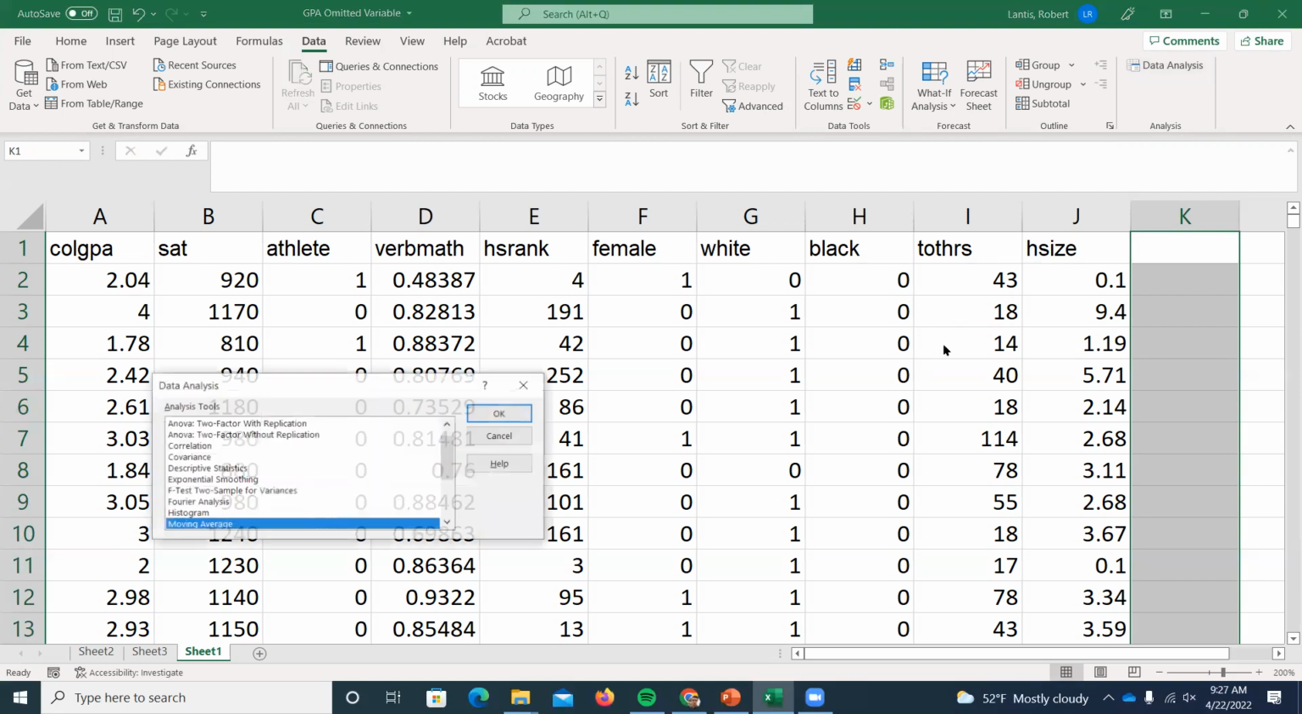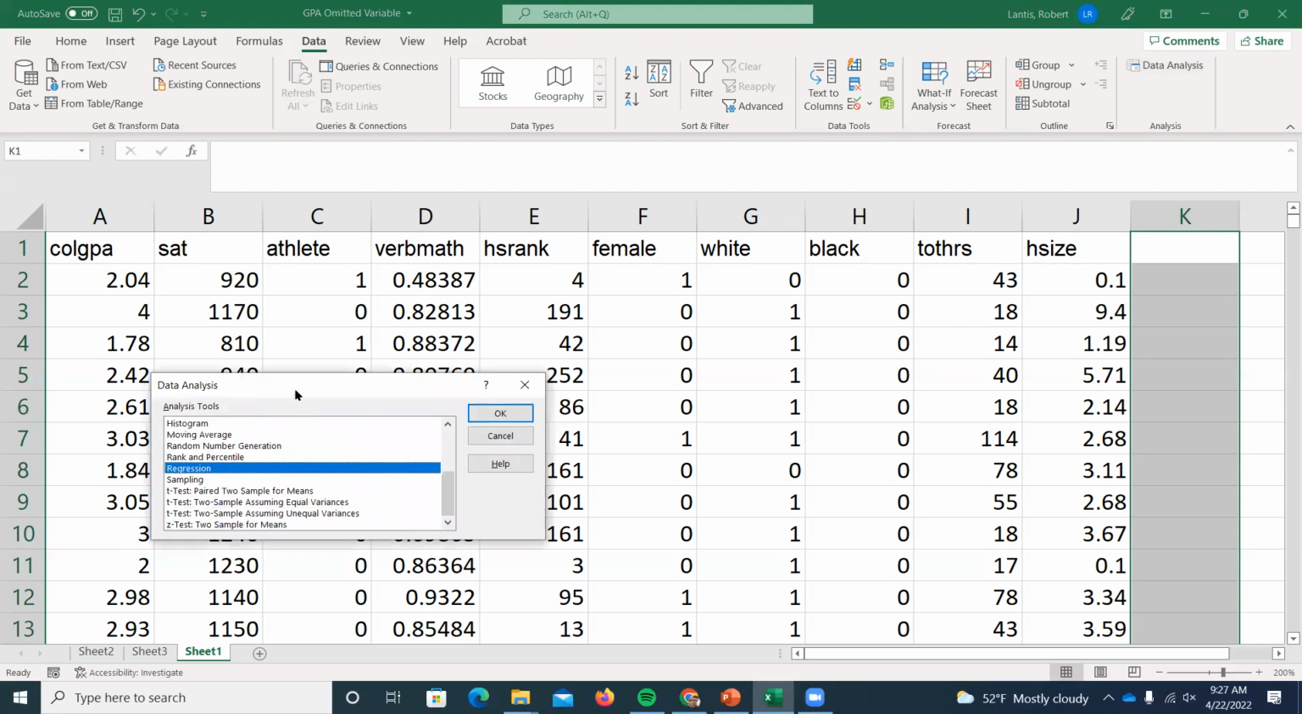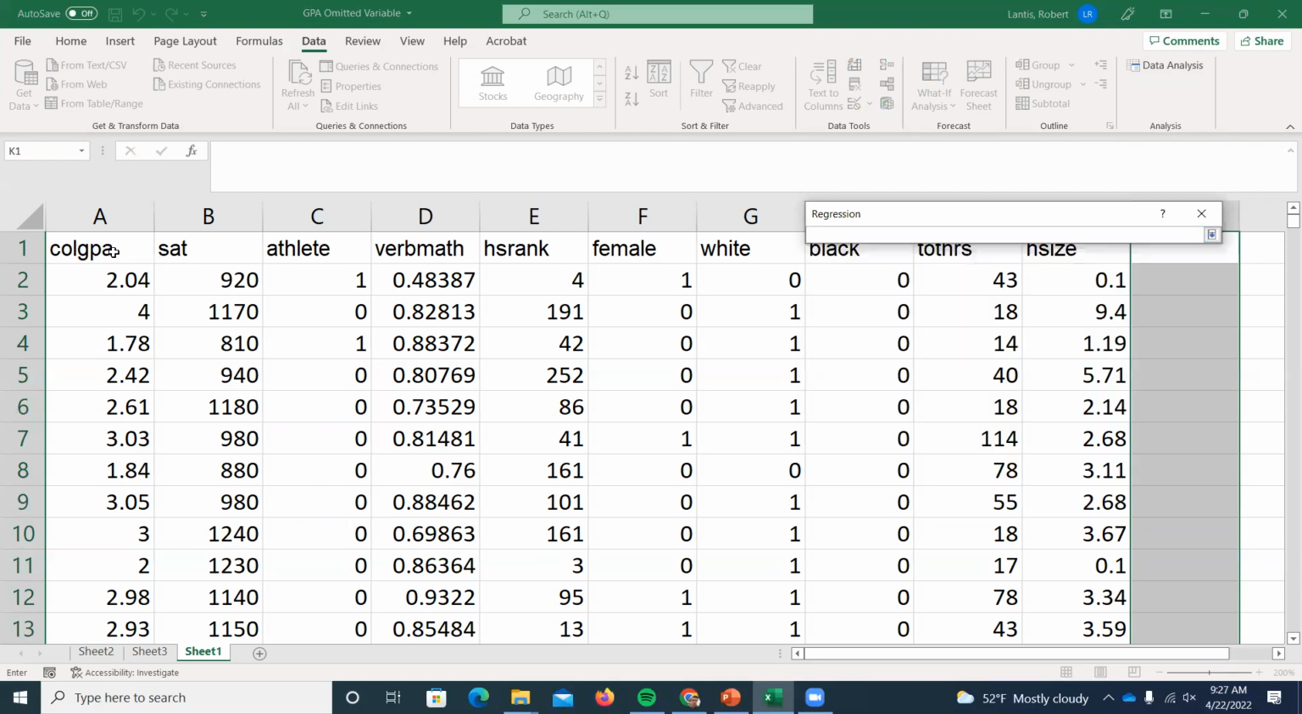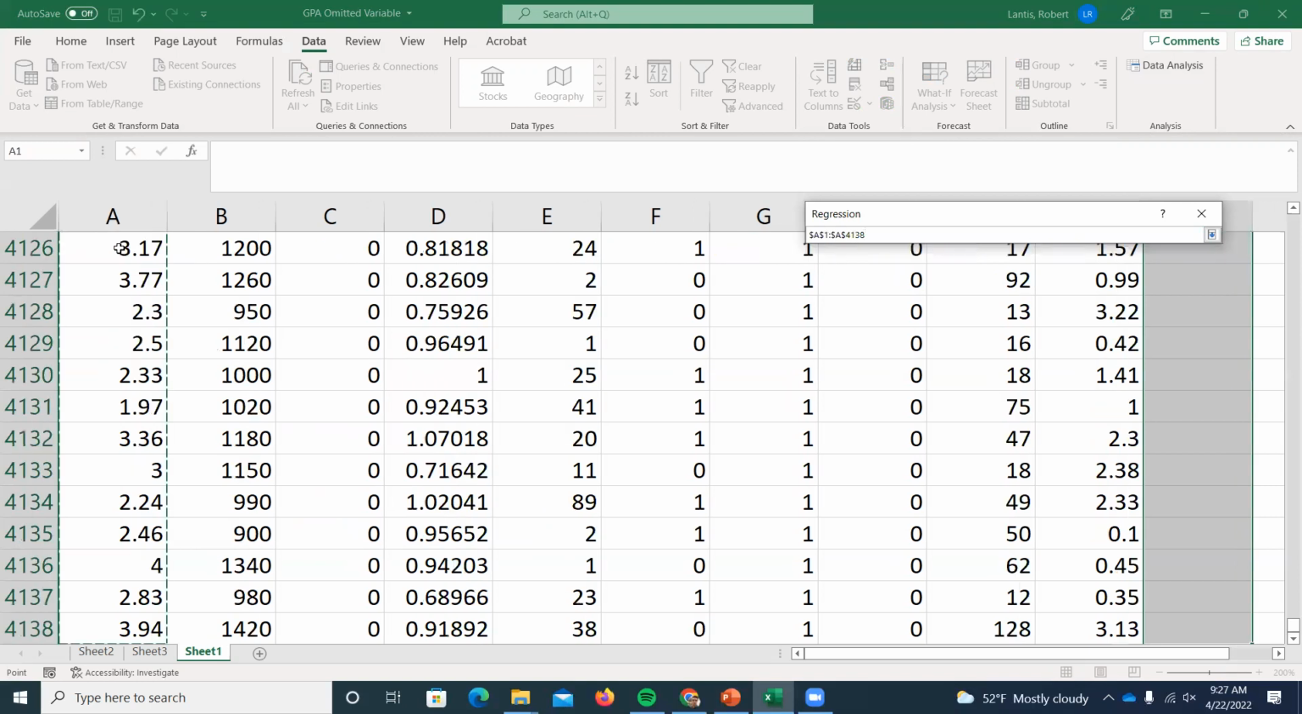So we're going to go to Data Analysis. We're going to go to Regression. We're going to hit OK. My Y variable, I want to try to predict college GPAs based off whether or not the person is a student athlete. So I select that college GPA variable.